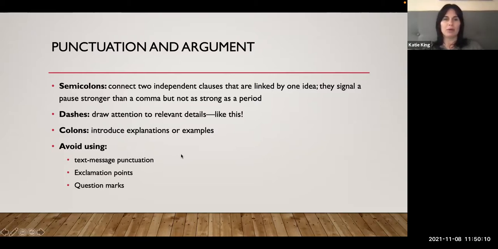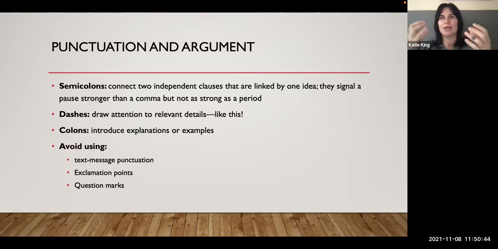So the first one is semicolons. Semicolons connect two independent clauses that are linked by one idea. They signal a pause stronger than a comma, but not as strong as a period. Okay, now let me break down what that says for you. Semicolons. See this thing after idea? That's a semicolon. There's a reason why I put it in the definition. They are, like it says here, stronger than a comma, not as strong as a period.